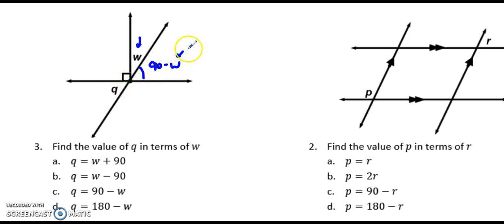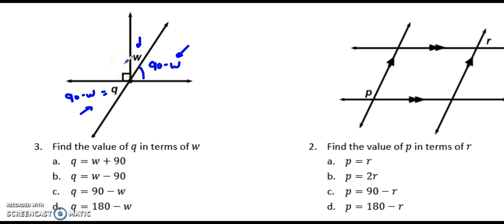Then, since this angle here, 90 minus w, and this angle q are vertical angles, this angle will also be 90 minus w. In other words, q is equal to 90 minus w. And I did that without using a random number filled in for w. Instead, I logically went through the steps from one angle to the other and created an expression along the way. Either way works, and if you're more comfortable filling in a number for w, keep doing that.